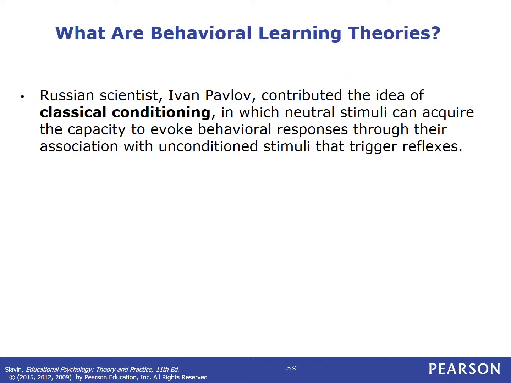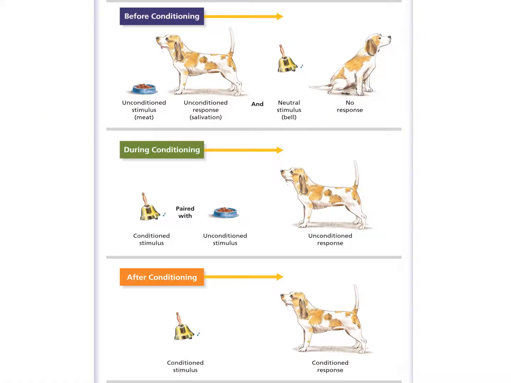What are behavioral learning theories? Well, it started with Russian scientist Ivan Pavlov, who contributed the idea of classical conditioning, in which neutral stimuli can acquire the capacity to evoke behavioral responses through their association with unconditioned stimuli that trigger reflexes. Let's see what we mean.